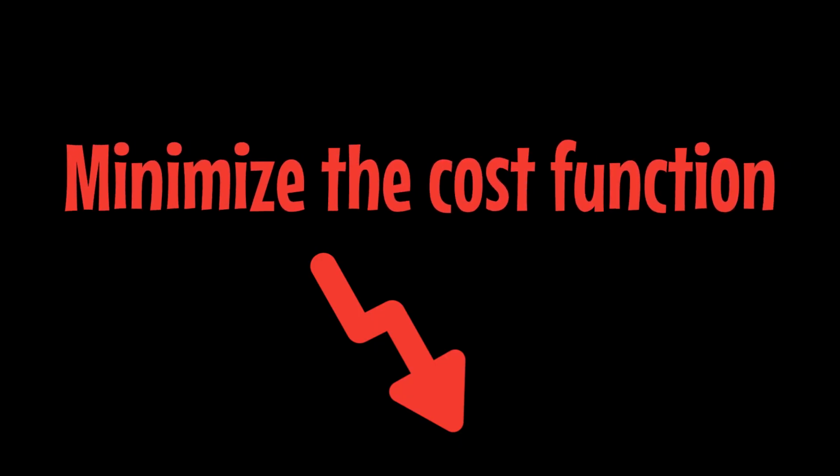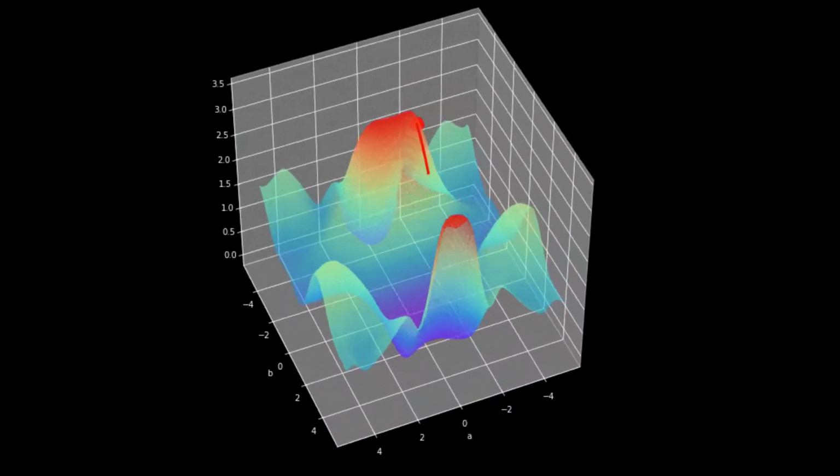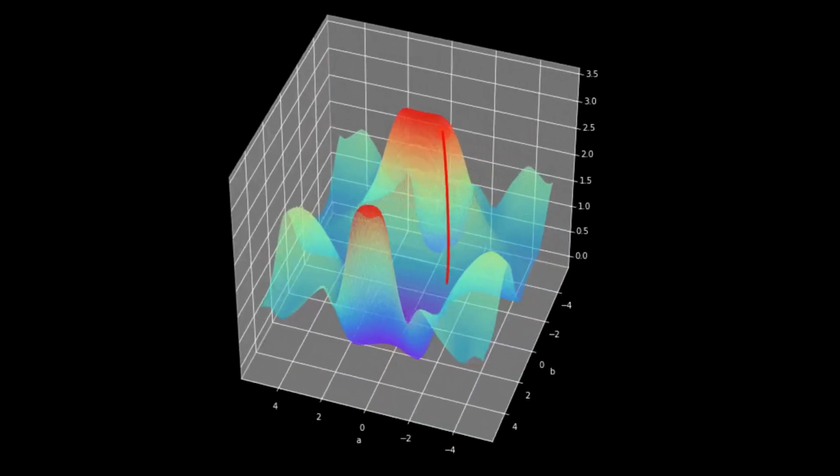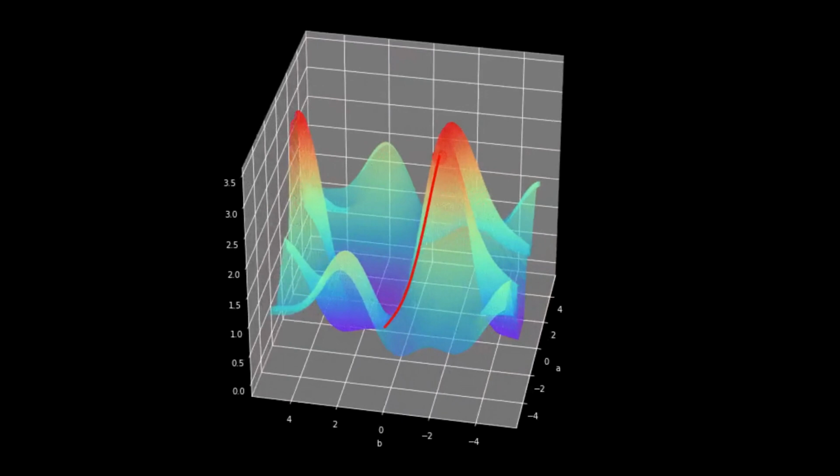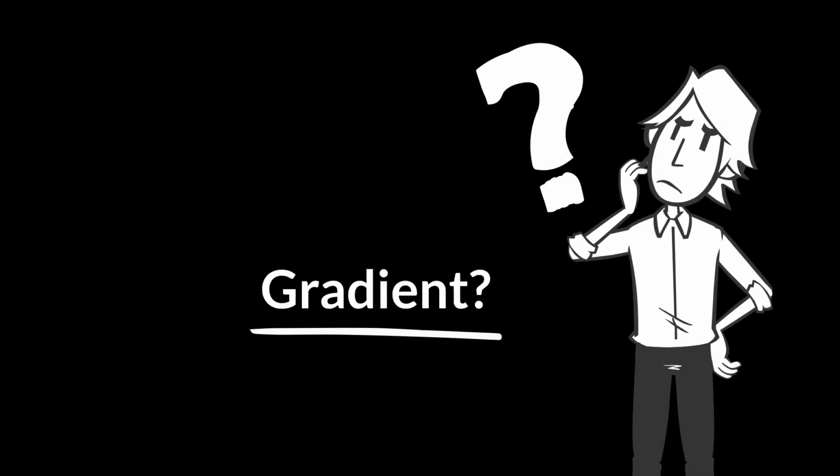In machine learning, we often need to find the optimal values for a model's parameters to minimize a cost function, which represents the difference between the model's predictions and the actual data. Gradient descent is an iterative optimization algorithm that helps us find the minimum of this cost function. Before we dive into how gradient descent works, let's first explore the concept of gradient.